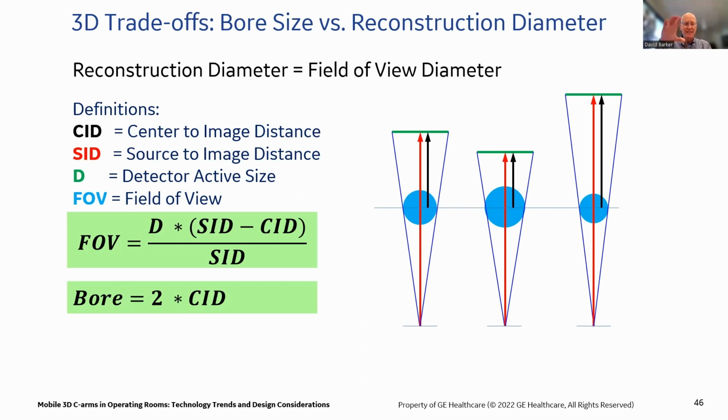So as I change the CID and the SID, I'm going to get different combinations of a field of view, and I'll get a different reconstruction volume. And if I think about the CID and I just multiply by 2, that's pretty much going to be my bore size. So all the things that I really want are going to be pretty much captured with these 4 things. And it's going to tell me if I'm going to get a system that I want or a system that's optimized one way or the other.